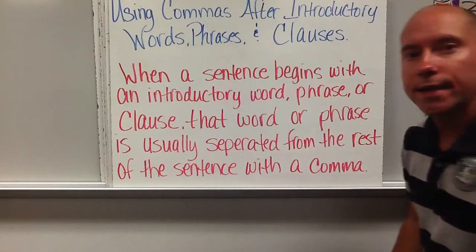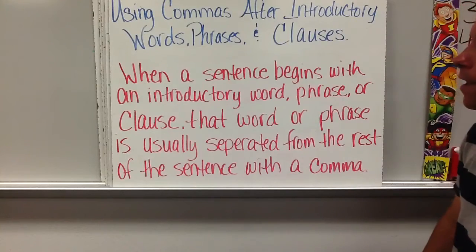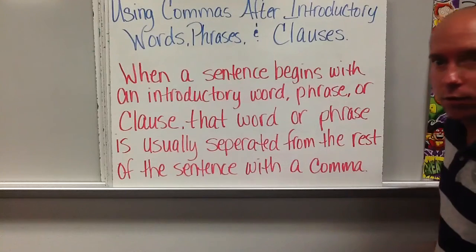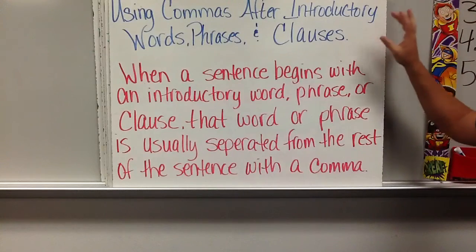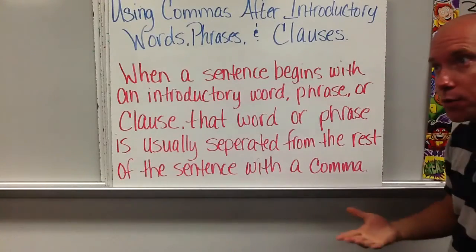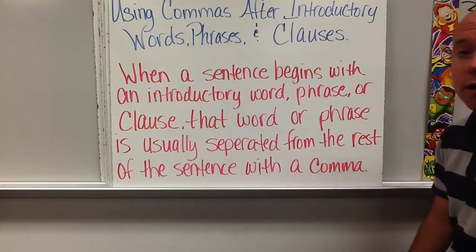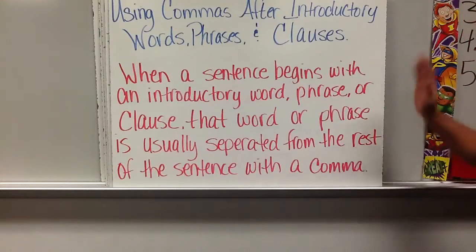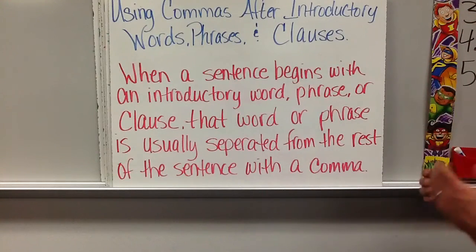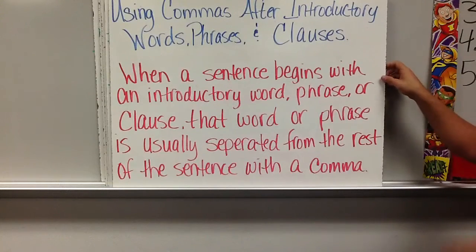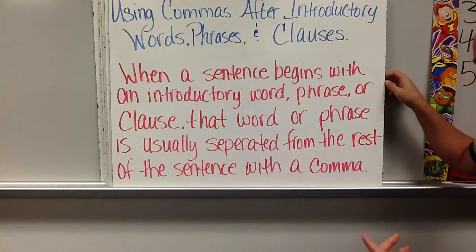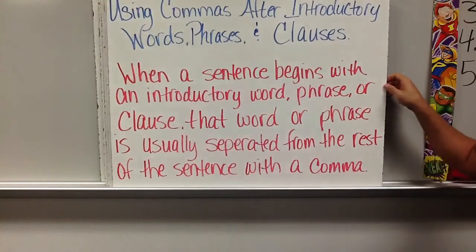Hello, this is our second video in our comma series, and the main issue with our comma rules today is going to be using commas with introductory words and phrases and clauses, and then also using commas for non-essential information. Okay? So basically, whenever a sentence begins with an introductory word or a phrase or even a clause, that word or phrase or clause is usually separated from the rest of the sentence with a comma, because it's not really necessary information, it's kind of attention-getting information.